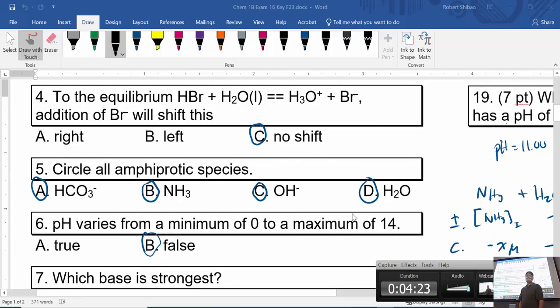5. Circle all amphoteric species. Amphoteric species can lose or gain a proton. So if this loses, we form carbonate. If it gains, we form carbonic acid. If this one loses, we form amide. If it gains, we form ammonium. If this one loses, we form oxide. If it gains, we form water. If this one loses, we form hydroxide. And if it gains, it forms hydronium. So all of these species are amphoteric. All these species occur on both sides of the acid-base chart.